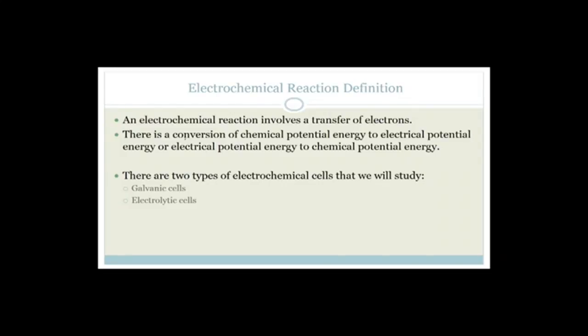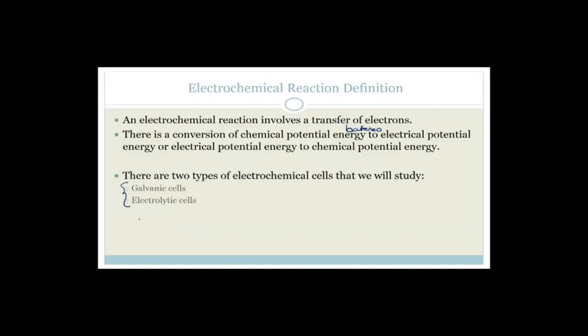If you think about this, chemical potential energy to electrical potential energy is all your batteries. In other words, if I can put something in an electronic device and it makes that device go, then I've got chemical potential energy to electrical potential energy. But if I have to put a battery in it to cause the chemicals to move, then I'm converting from electrical potential energy to chemical potential energy. And we're going to discuss these two.